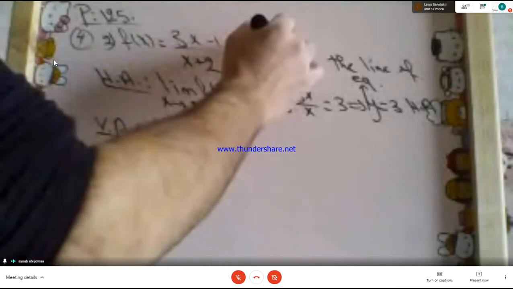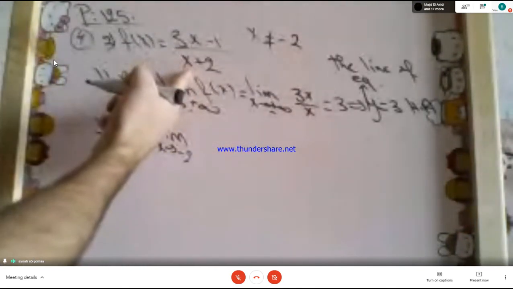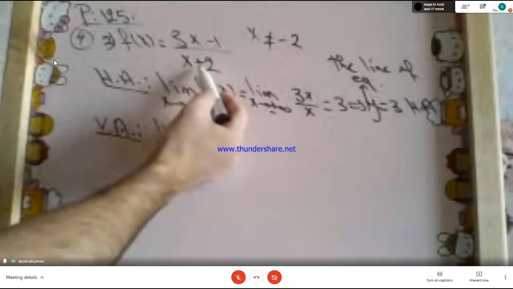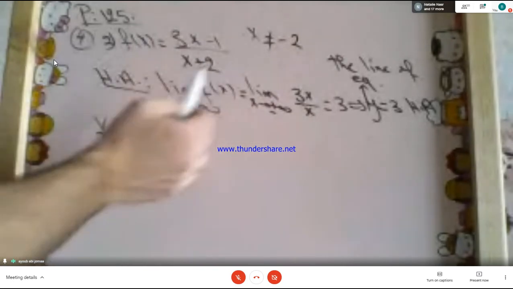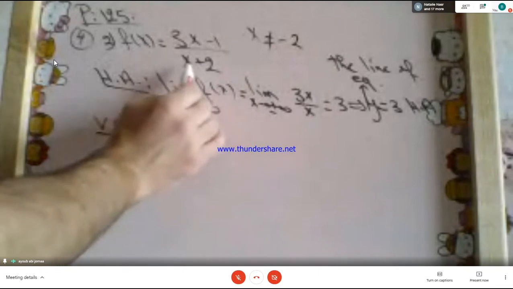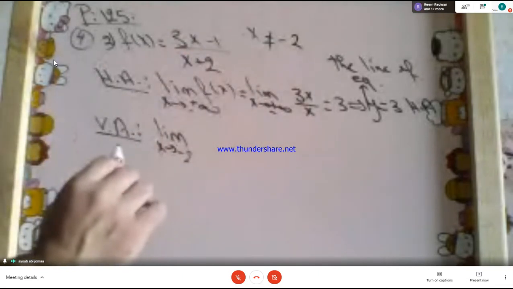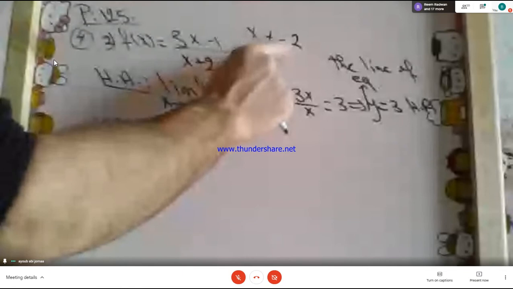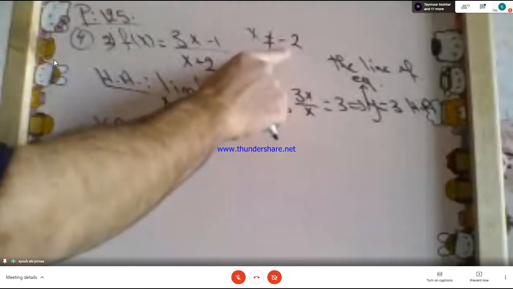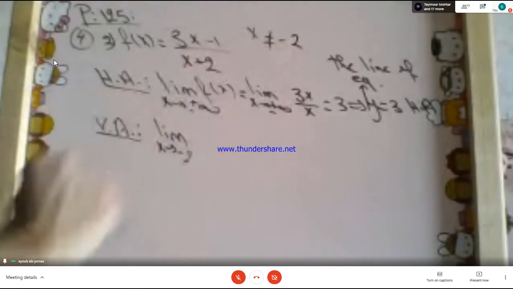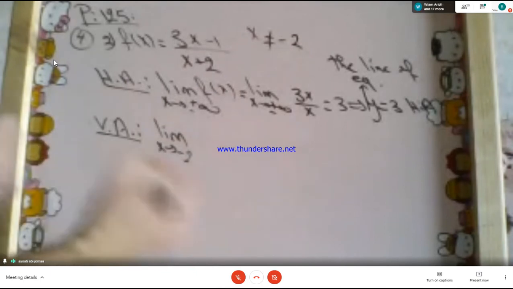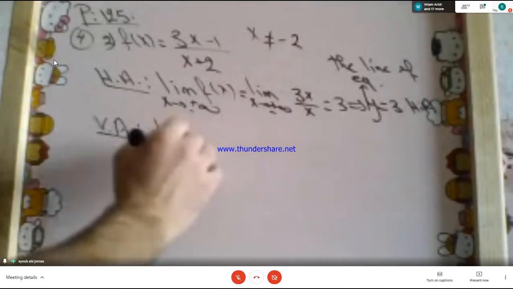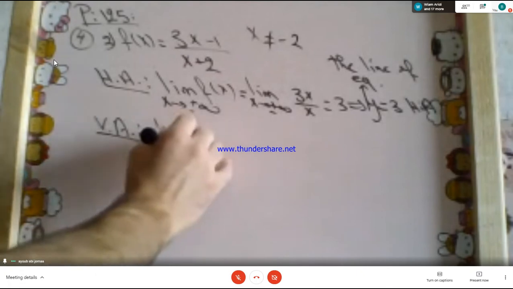Put the denominator equal to 0. The denominator equal to 0 or different than 0. Okay. So x not equal to 0, then x not equal to negative 2. So here you have to find the limit of f of x as x approaches this number. This number minus or plus, you choose one of them. Let's say minus.